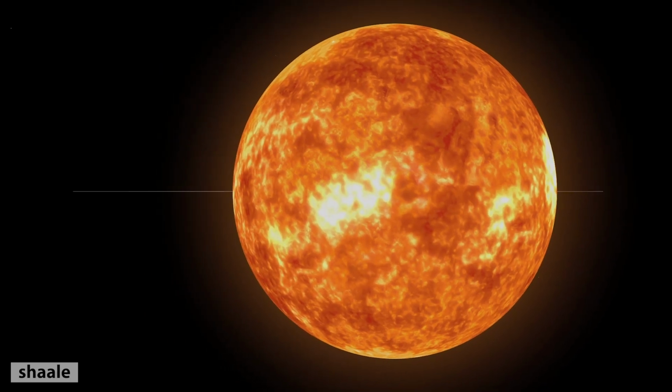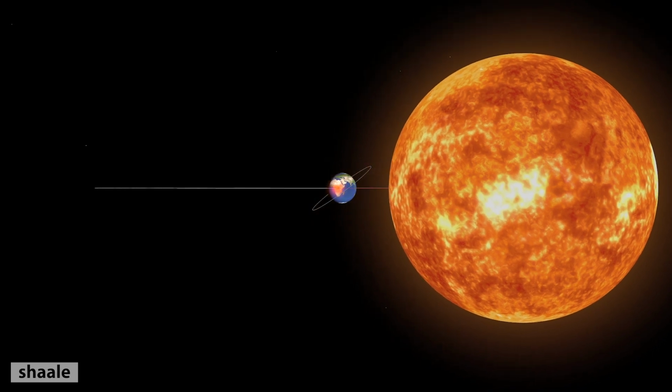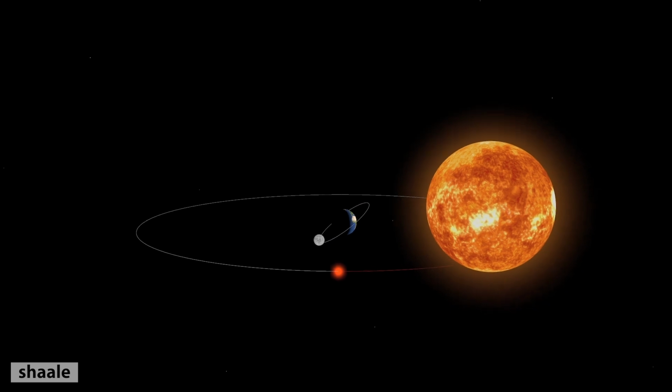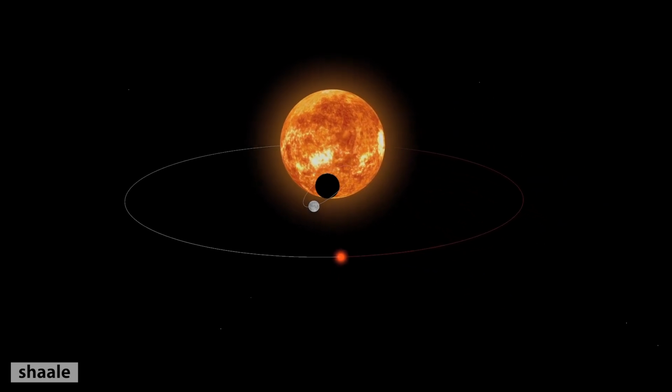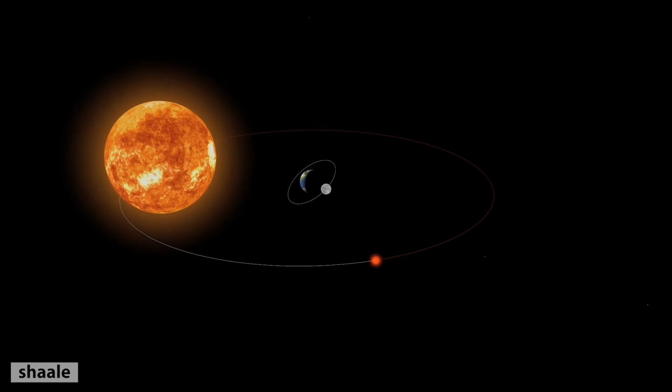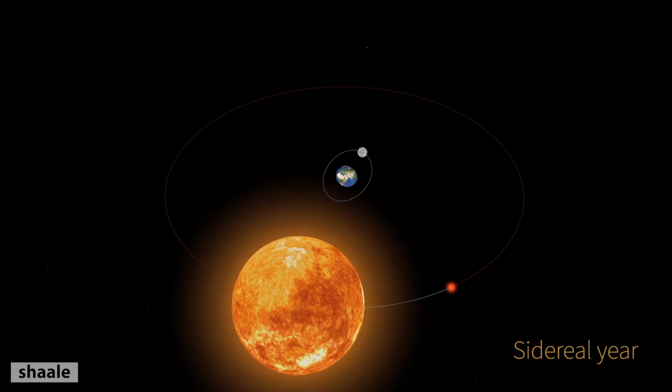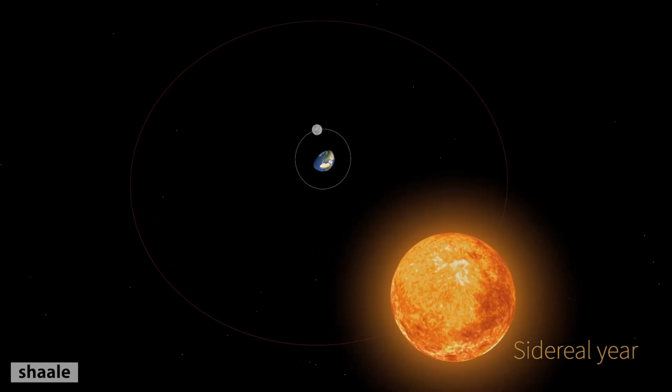So, the moon starts from a certain star, goes around the earth, and returns back to the same star. This is known as the sidereal period of the moon. Similarly, as seen from the earth, the sun starts from a certain point, goes around the earth, and comes back to the same star. This period is known as the sidereal year. Sidereal refers to motion in the background of stars.